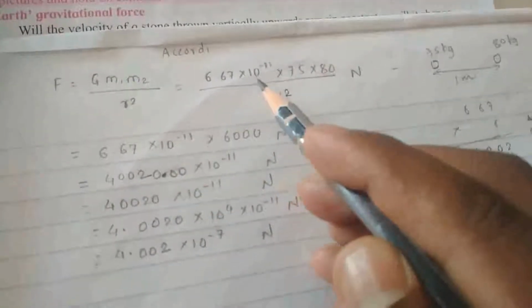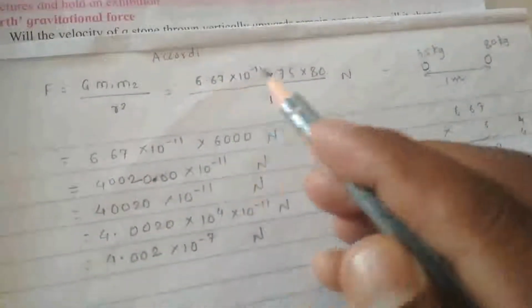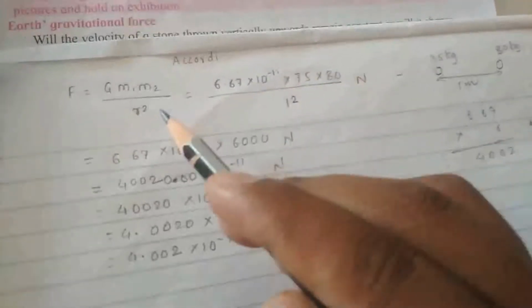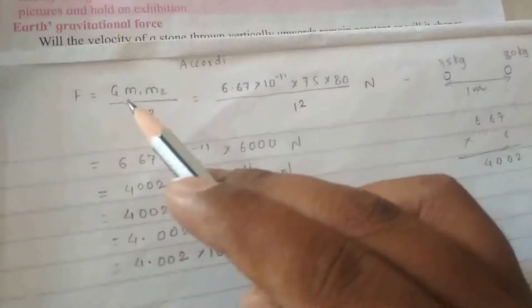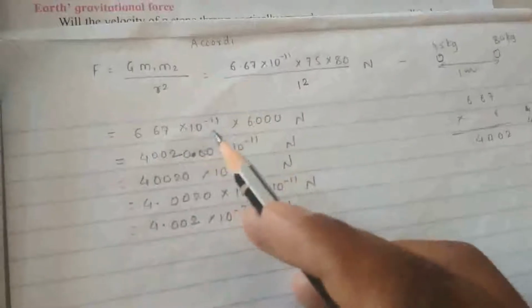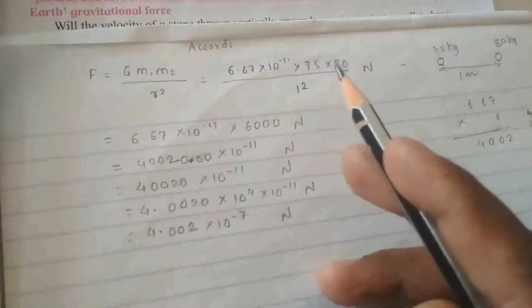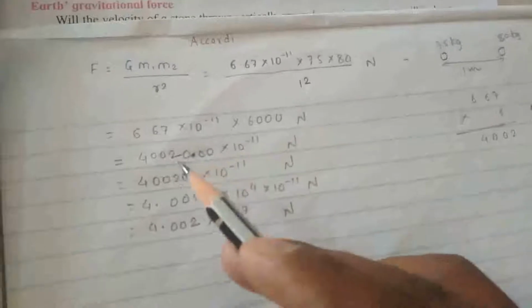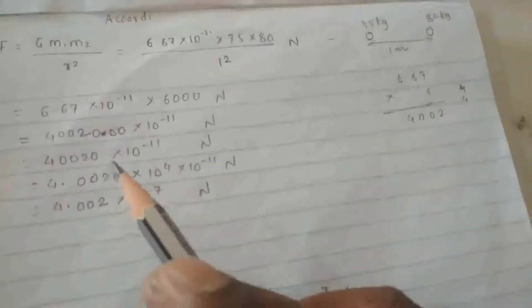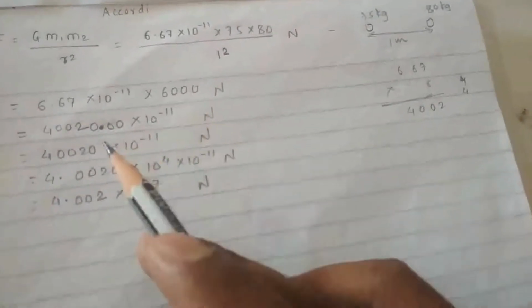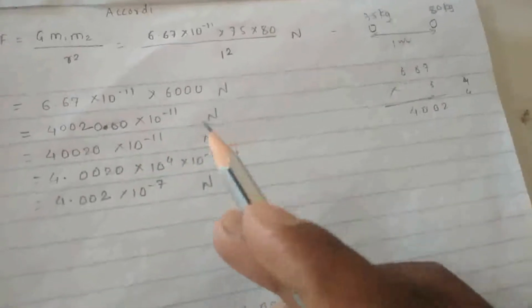So the value of G is 6.67 into 10 raised to minus 11, M1 into M2 is 75 into 80, divided by R square. R means 1 square. And everyone knows the unit of force is newton. Therefore, 6.67 into 10 raised to minus 11, into 75 into 80, that is 6000. Therefore, we have to multiply 6.67 into 6. So the answer is 4002, with the remaining 30 into 10 raised to minus 11.